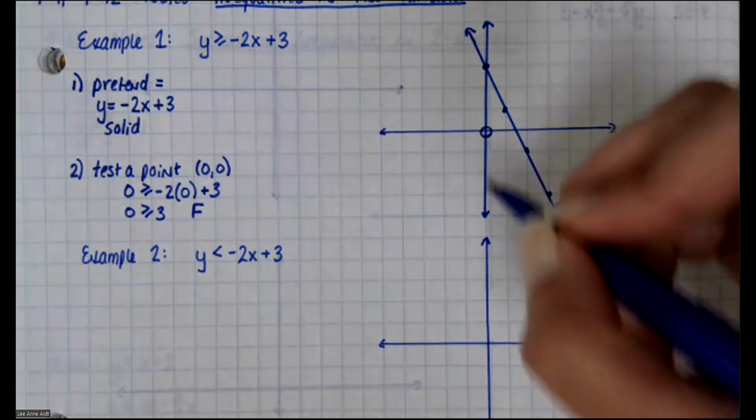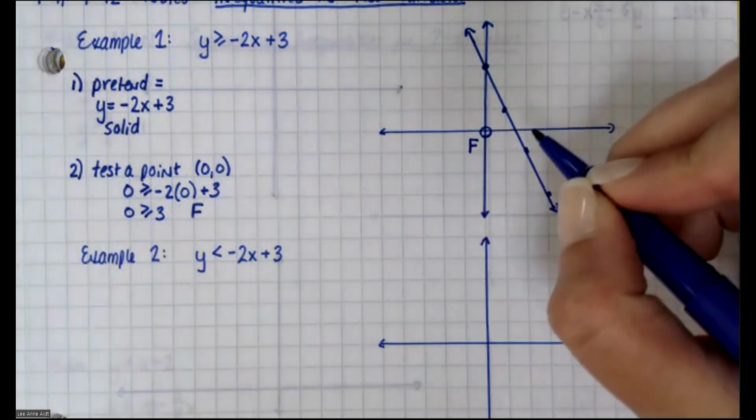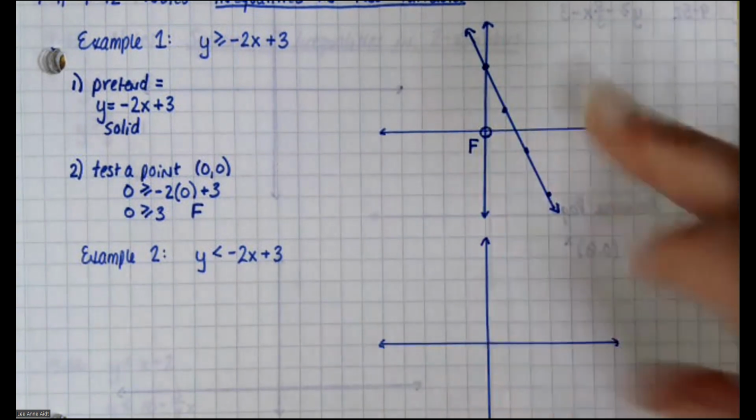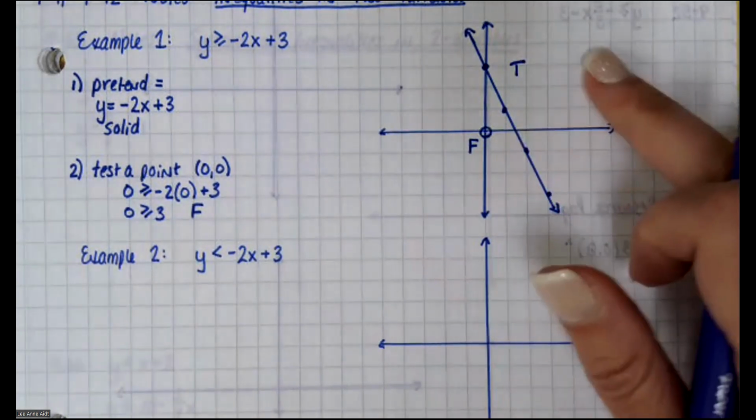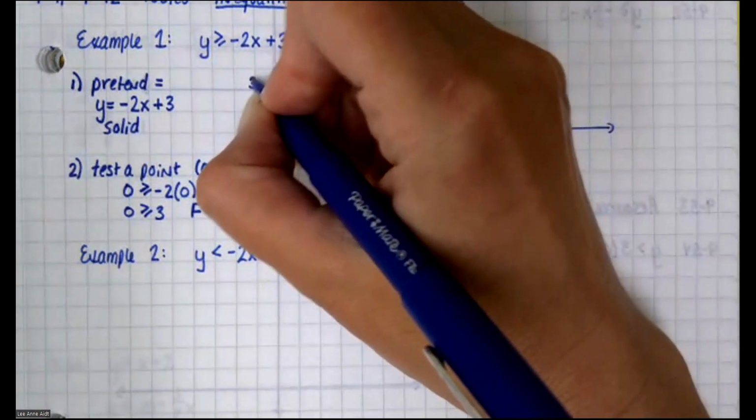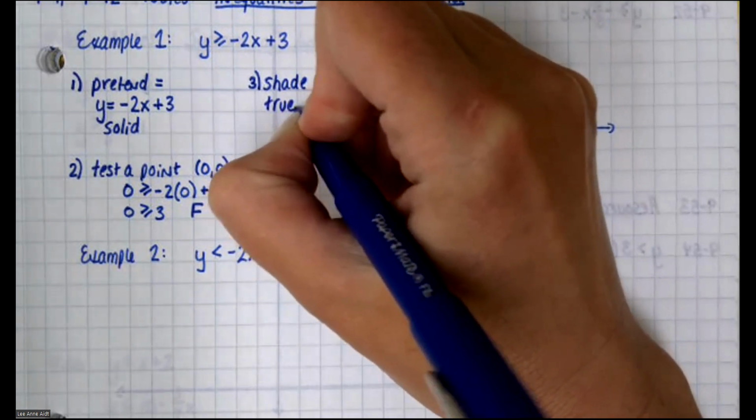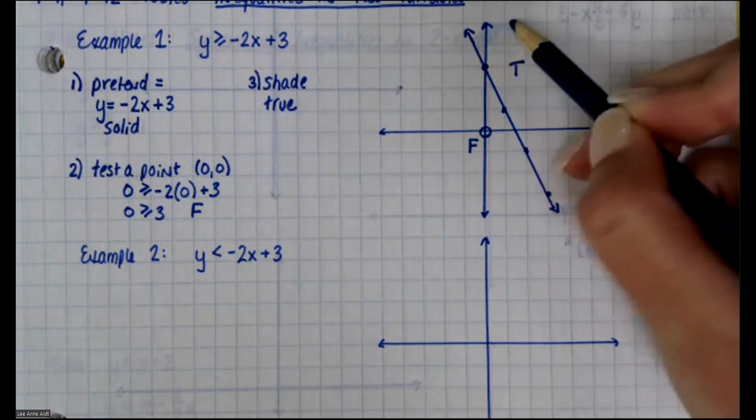Okay, what that means is this side where we plugged in 0, 0 is false. So the other side has to be true. You got to think of it like the arrow on the number line, but it's 2D. And then step 3 is to shade the true side, just like you drew the arrow to the true side, shade the true side.